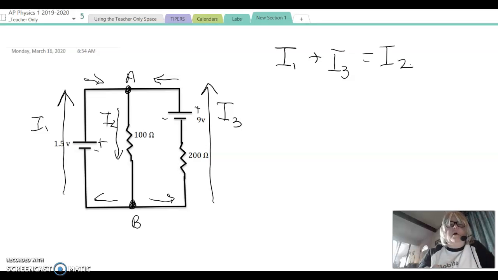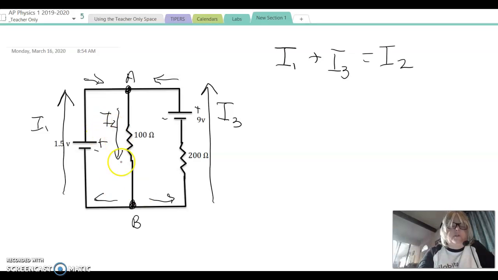Now, the other part of Kirchhoff's rules is the loop rule. That says, if I can change color here, let's see if I can grab red. Yes, I could. That says that when we go through a loop, all the voltages should add up to 0. Or excuse me, not the current, the voltage should add up to 0. So I'm going to look at two loops here. Now we've actually got 3 loops.